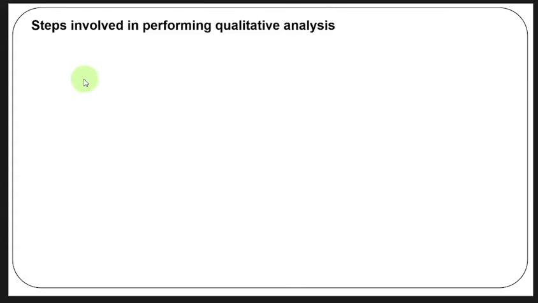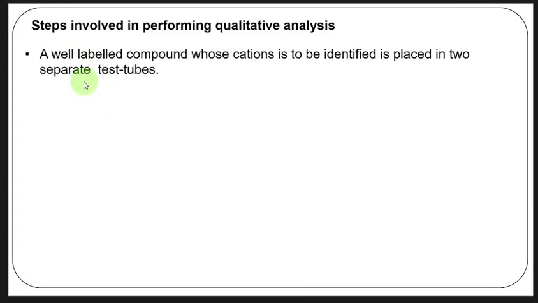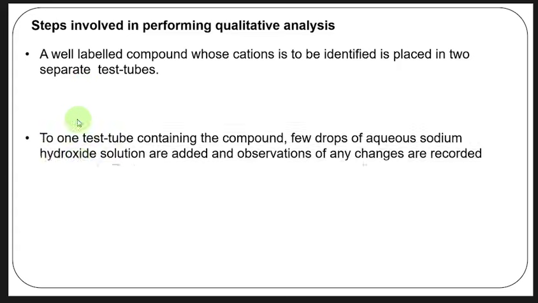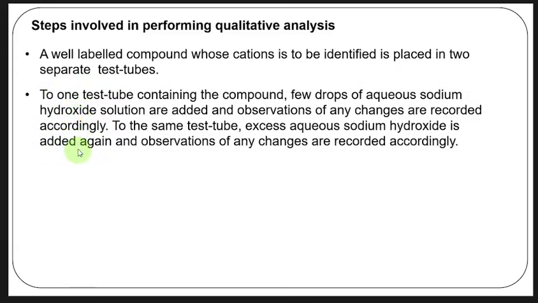Alright, so let's look at the steps involved in performing qualitative analysis. So we are saying a well-labeled compound whose cations is to be identified is placed in 2 separate test tubes. Alright, so to one test tube containing the compound, few drops of aqueous sodium hydroxide solution are added and observation of any changes are recorded accordingly. Then to the same test tube, excess aqueous sodium hydroxide is again added and observations of any changes are recorded accordingly.